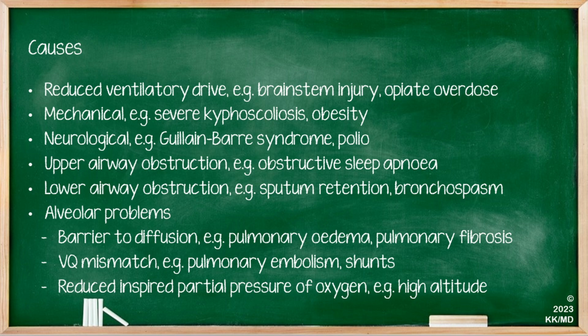The causes of respiratory failure are quite varied and the list is quite long. However, the ones that are MRCP favorites for you guys to know are, broadly speaking, divided into a few categories. First, when there is reduced ventilatory drive, for instance, in a case of brainstem injury or opioid overdose. Second, if there is a mechanical problem, as in the case of severe kyphoscoliosis or obesity. Third, in the case of some of the neurological problems, such as Guillain-Barré syndrome or GBS, or polio. Fourth, if there is upper airway obstruction, such as OSA or sleep apnea.